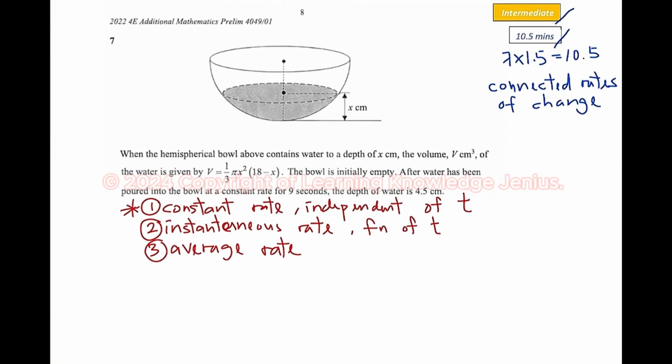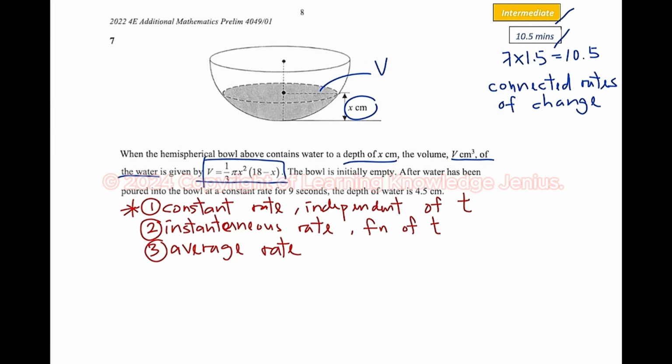Okay, so as per usual, I will underline the keywords of the question. So let's take a look at the question. When the hemispherical ball above, which is this one, contains water to a depth of x cm. So this is the x cm. The volume of water, so this is volume of water, is given by this formula.